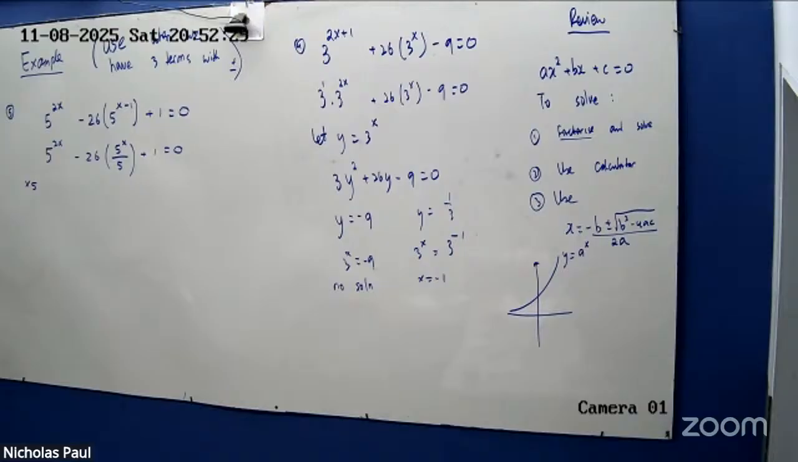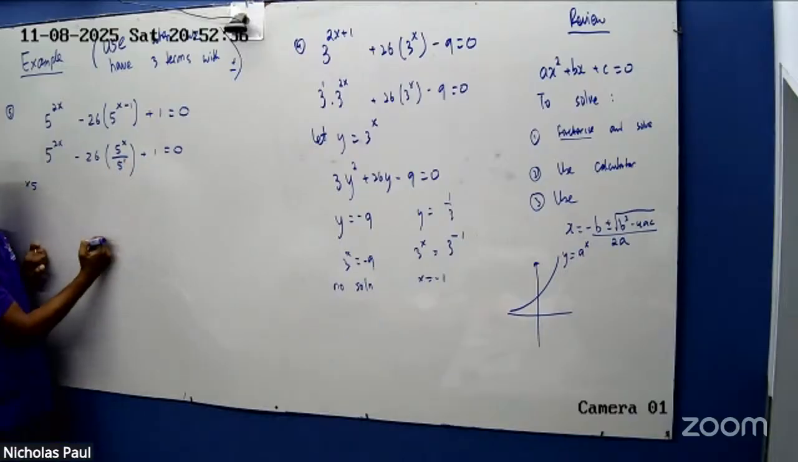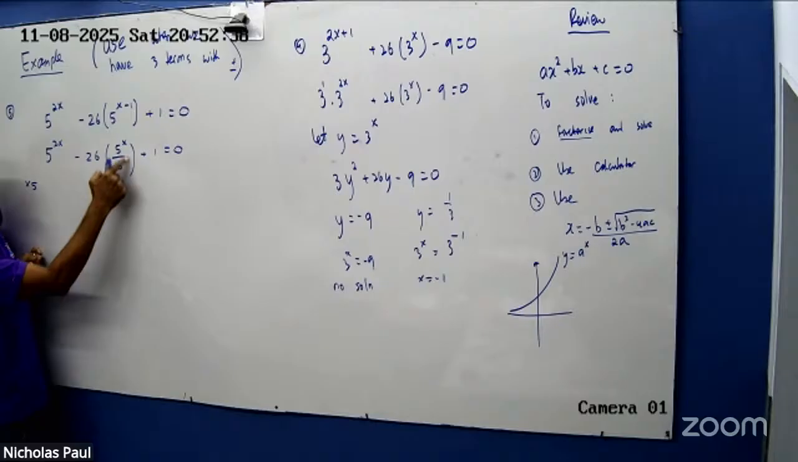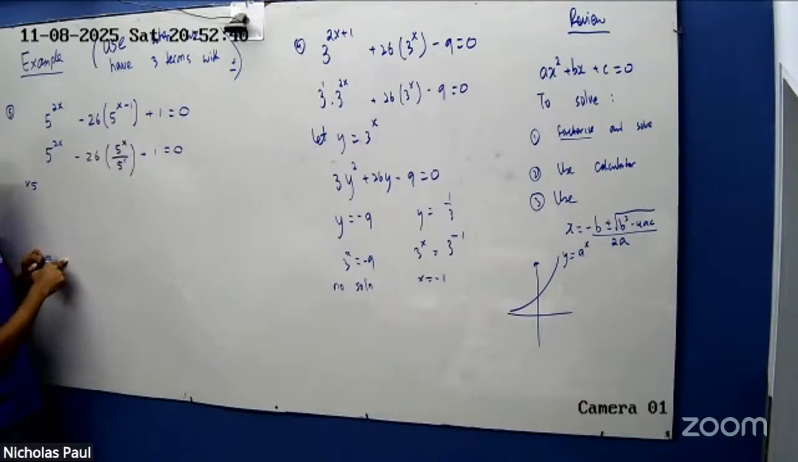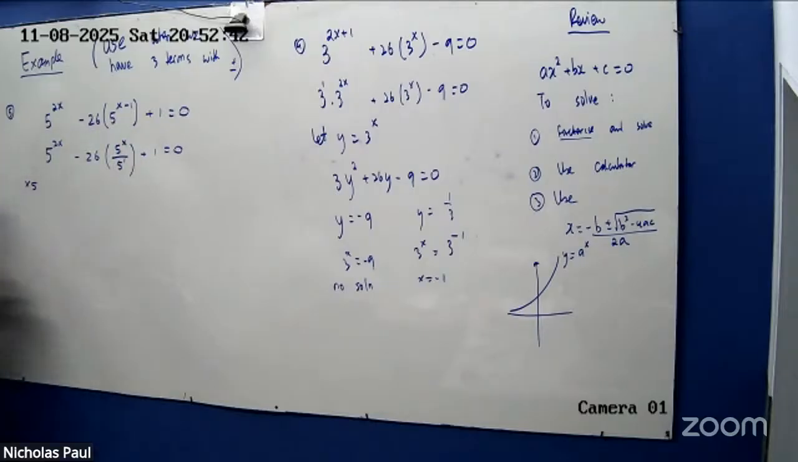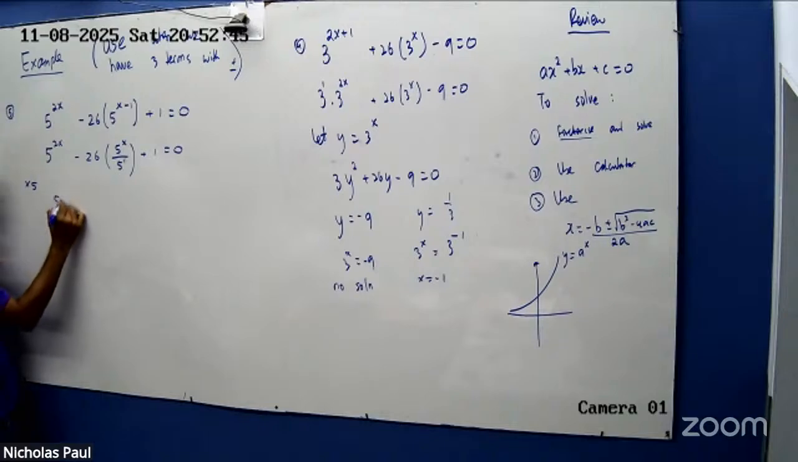Divide by 5 to the 1. Divide by 5 to the 1. Right? Now if you minus, we go back down. So if you multiply everything by 5, you'll get 5 by.